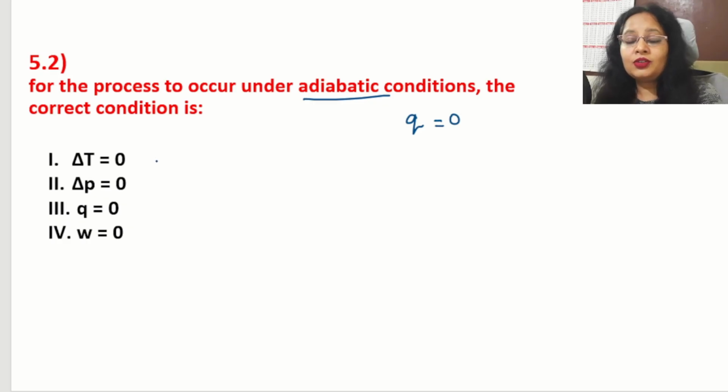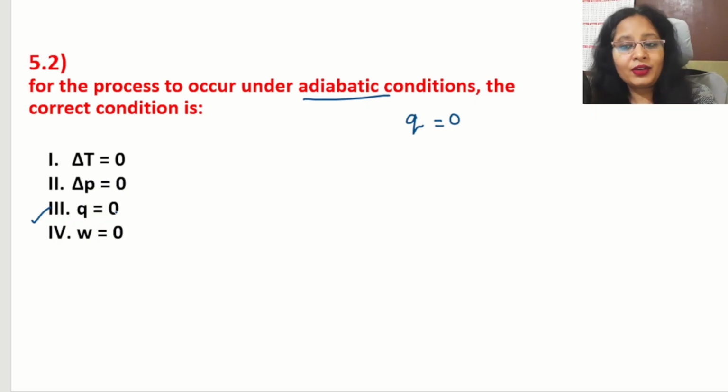If delta T is 0, it means it is an isothermal condition. No. If delta P is 0, it means an isobaric condition. No. Q is 0, this is our correct option. If it's an adiabatic condition, the heat transfer is 0. Work is equal to 0? That is also wrong. So when Q is 0, the internal energy depends only on the work. We studied by the first law, delta U is equal to Q plus W. If Q is 0 in an adiabatic condition, the internal energy only depends on work.